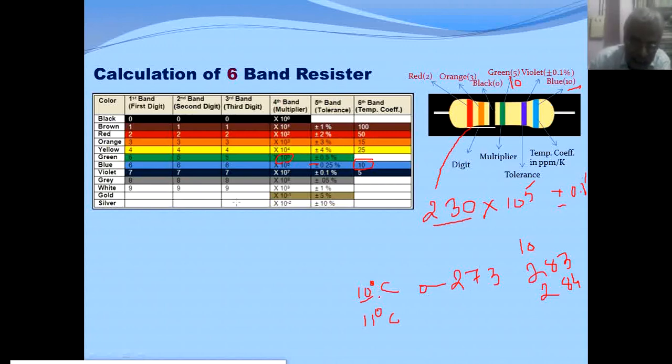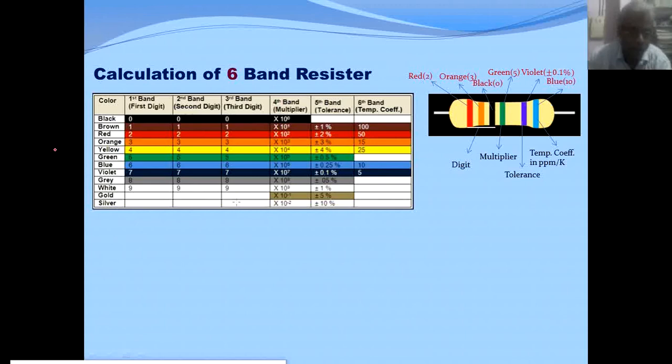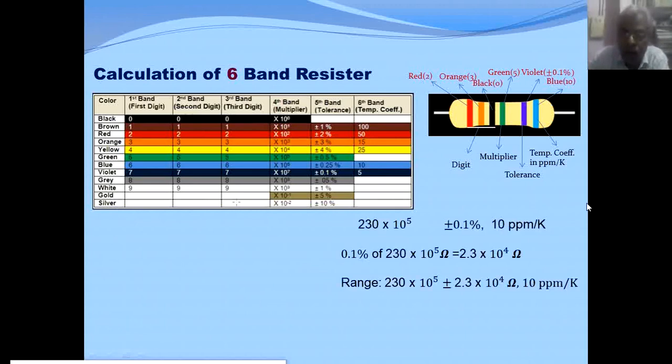If we increase 1 degree Celsius, then it becomes 10 to 11, and if we increase 1 Kelvin, then it becomes 283 to 284. So we can use either degree Celsius or Kelvin at this place. So the calculation of this resistor is written here.